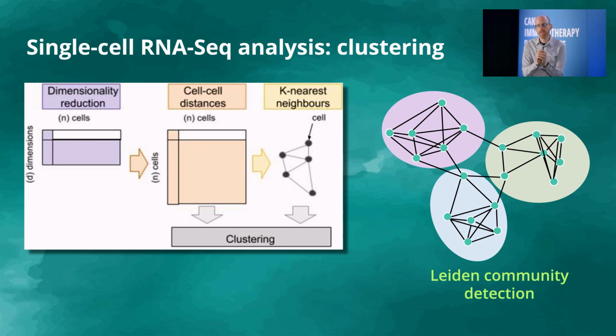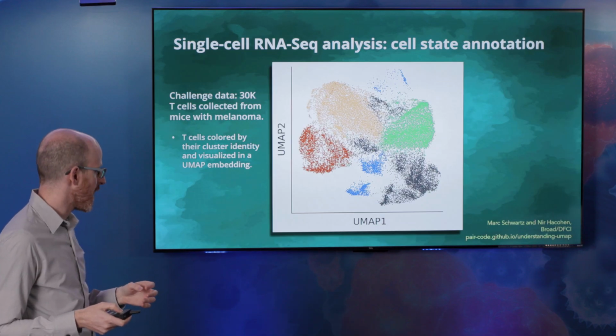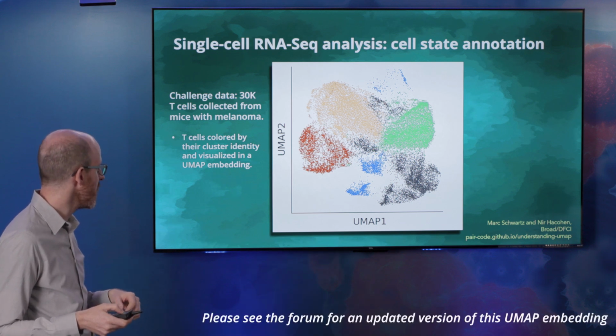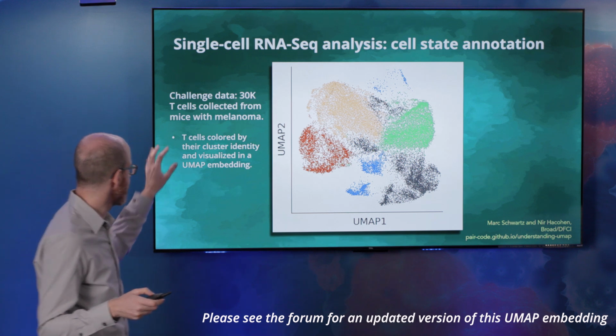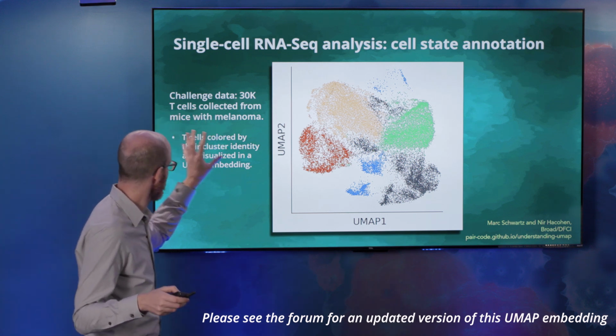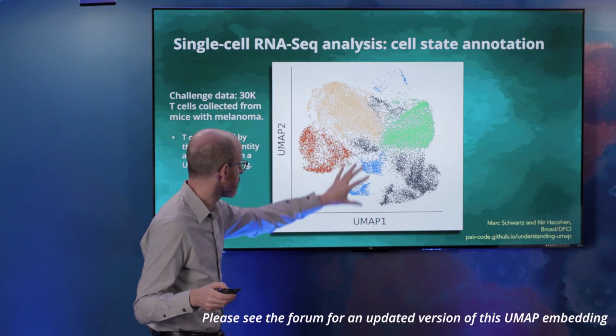We started with quality control and normalization, and then we went to feature selection, dimensionality reduction, and this graph-based clustering. And now let's apply everything we've learned to the actual data that's in the data science challenge. This is data collected by the physician-scientists Mark Schwartz and Neerha Cohen at the Broad and Dana-Farber Cancer Institute. In the challenge, we have T cells that have been collected from mice with melanoma, and we're showing all the T cells in this plot here.